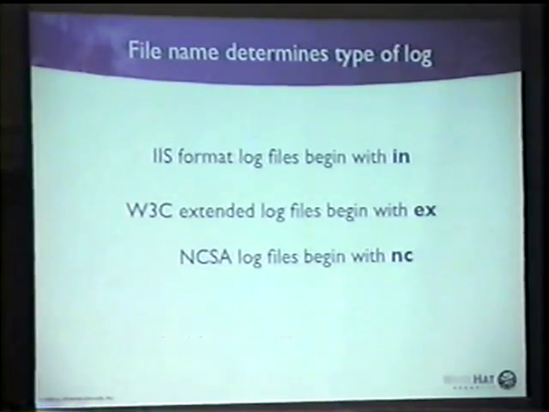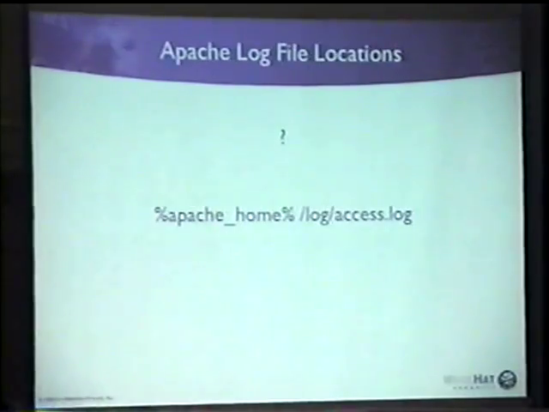So we can also tell by the name of the file what type of log it is. If the file name starts with IN, it's an IIS log file format. If it starts with EX, it's a W3C extended log file format, which kind of means all bets are off on the format, because I can customize that to include whatever data I want to at whatever time. And then we have the NCSA log files, and they begin with NC. I've never actually seen anybody use NCSA log file format on an IIS server before.